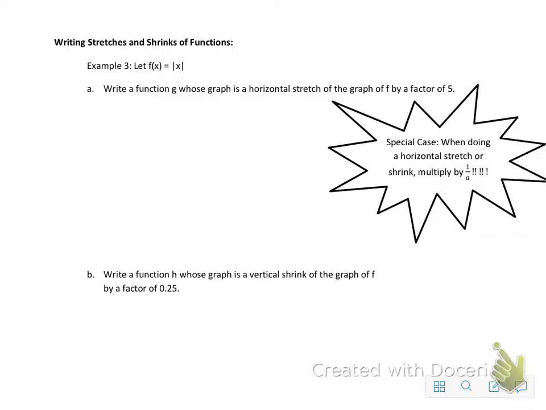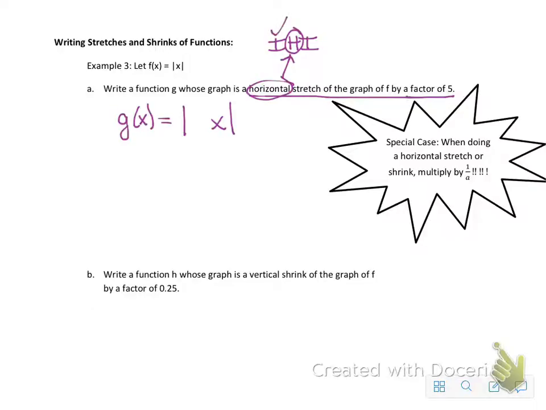Stretches and shrinks. These are a little bit different. We need a function g of x whose graph is a horizontal stretch by a factor of 5. Horizontal stretches. Well, that is an I high because it's horizontal. Okay? Horizontal, horizontal. That means it goes inside. Now, stretches and shrinks go out front. So we actually need the absolute value of x with space in front, inside. So we've covered the inside, but we do the inverse.